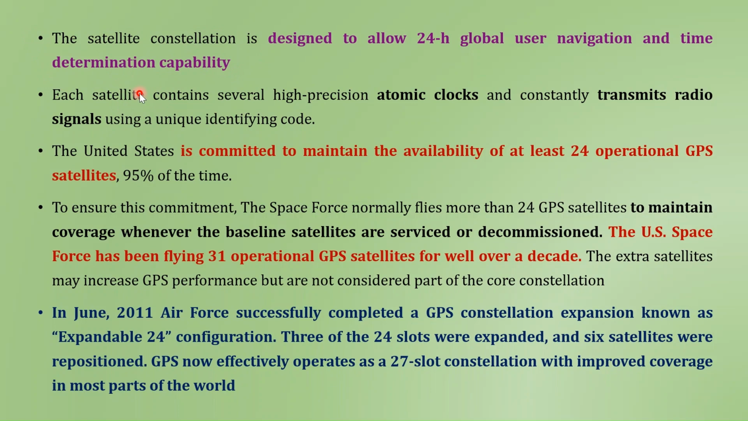And each satellite contains several high precision atomic clocks and constantly transmits a radio signal using a unique identifying code. The United States is committed to maintain the availability of at least 24 operational GPS satellites 95% of the time, and to ensure this commitment, the Space Force normally flies more than 24 GPS satellites to maintain the coverage whenever the baseline satellites are serviced or decommissioned.